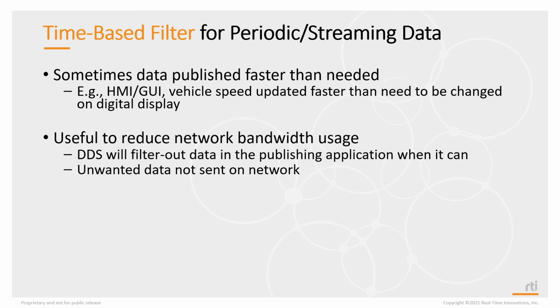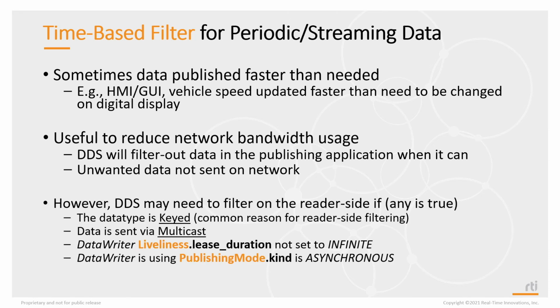Now, why would you want to do that? Well, we can reduce the amount of network that's being used. We can reduce the amount of CPU that's being used by not sending data that's not needed. Okay, so DDS will try to filter out the data in the sending application when it can, so that unwanted, unneeded, filtered out data is not received by the receiving or subscribing application. Of course, we can't do this in all cases.